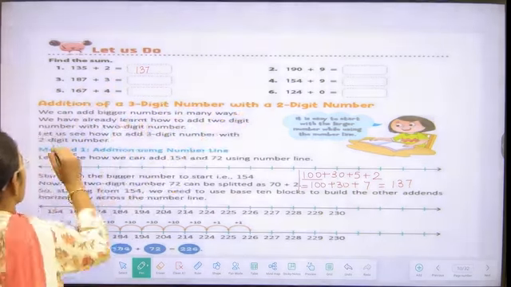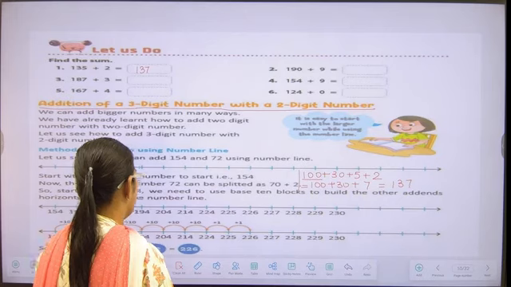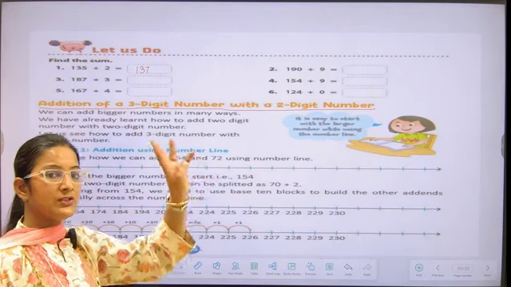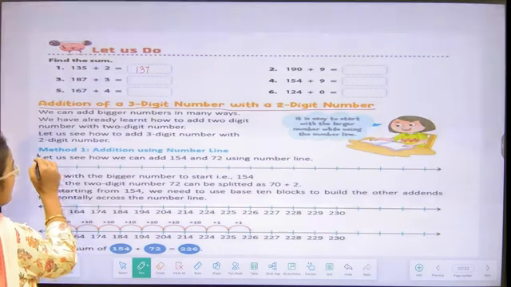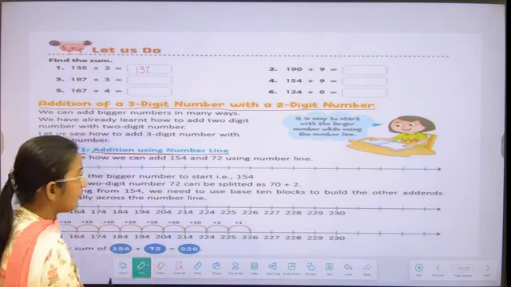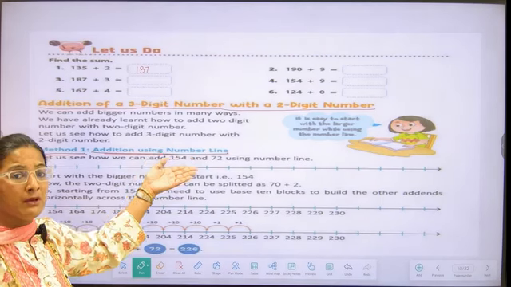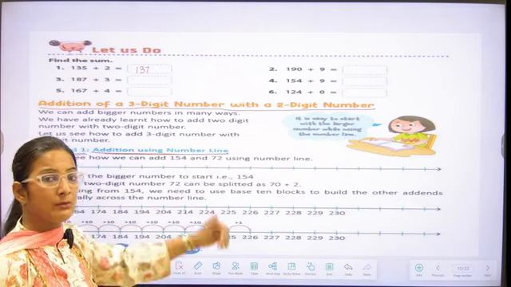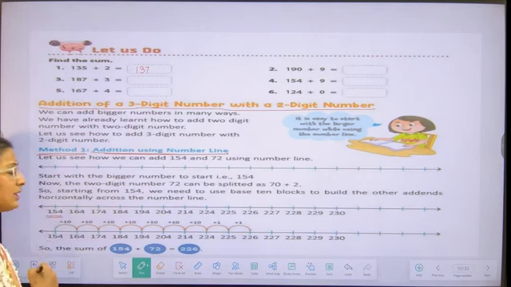Now we are going to understand the addition of a three-digit number with a two-digit number, student. So let's understand how we can add a three-digit number with a two-digit number. First we are going to understand the first method, addition using a number line. So what we are going to do today is first write the bigger number on the number line. In this we have to add 154 with 72. So first we are going to write 154 on the number line.